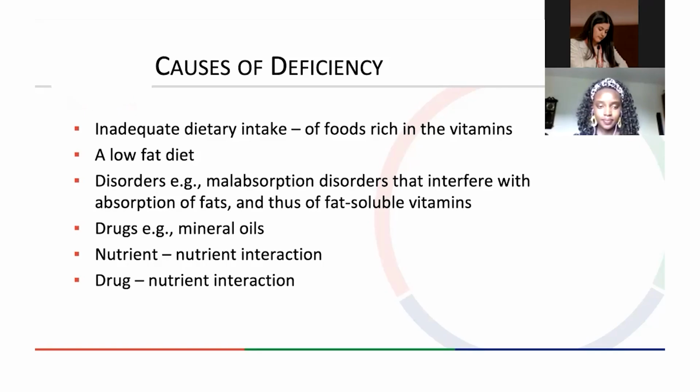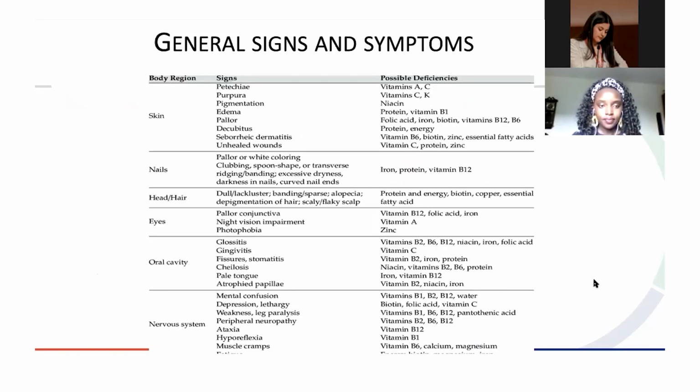Next slide. So, like my colleague Helena mentioned, we have general signs and symptoms of different deficiencies, and on this table, it's arranged according to the body region. So we have the skin, we have nails, we have the head or the hair, the eyes, the oral cavity, which involves the mouth and the tongue, and we also have the nervous system. So basically, when you look at the skin, I'll just quickly highlight a few things.